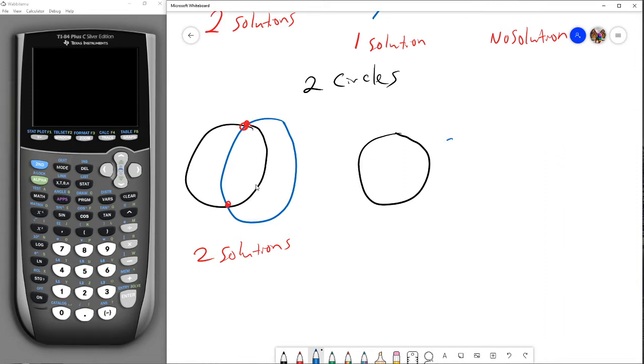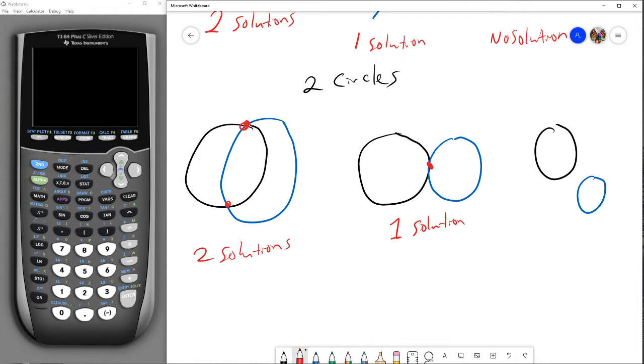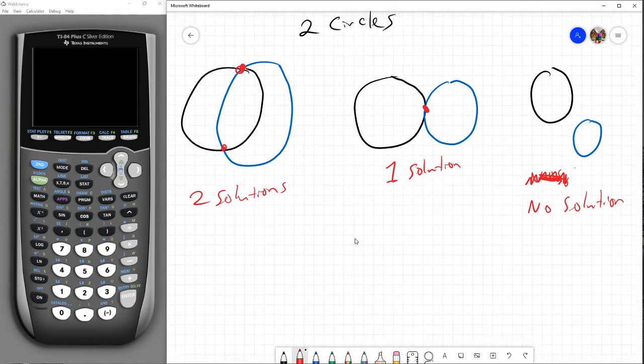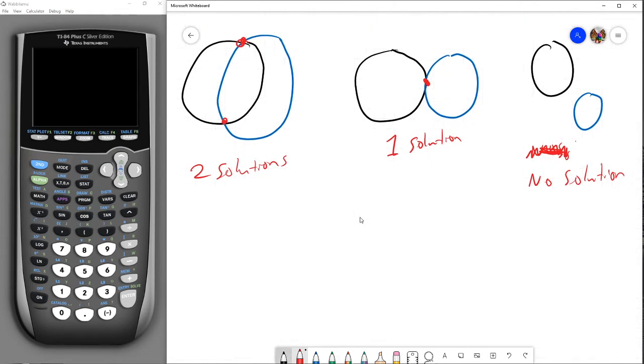Another possibility is kind of like the tangent line. We get our single point of intersection, so this is 1 solution. And we can also have the case where you just have 2 circles hanging out, they don't intersect, so this is no solution. We should space that out a little bit, no solution. Now, there's a third possibility, however, or I mean a fourth. We already did a third possibility.